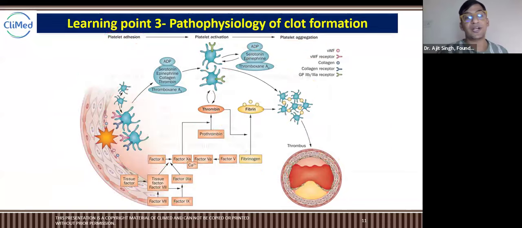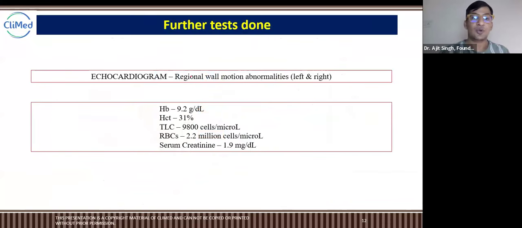Now, further tests were done. So an echocardiogram was done. It was showing regional wall motion abnormalities.